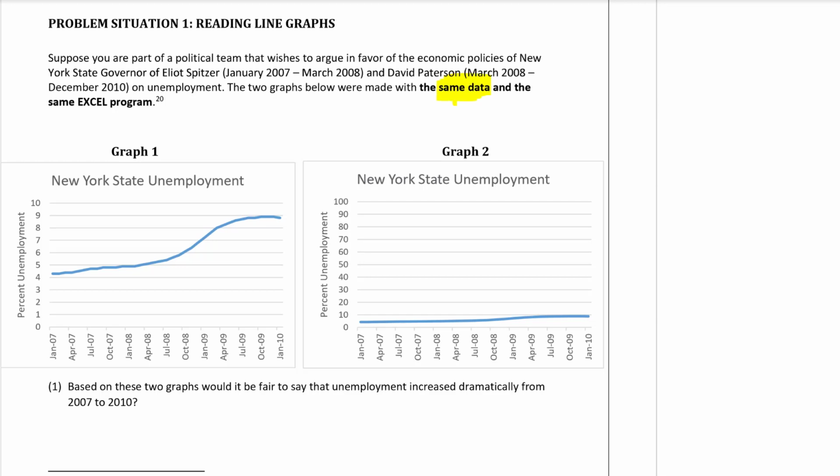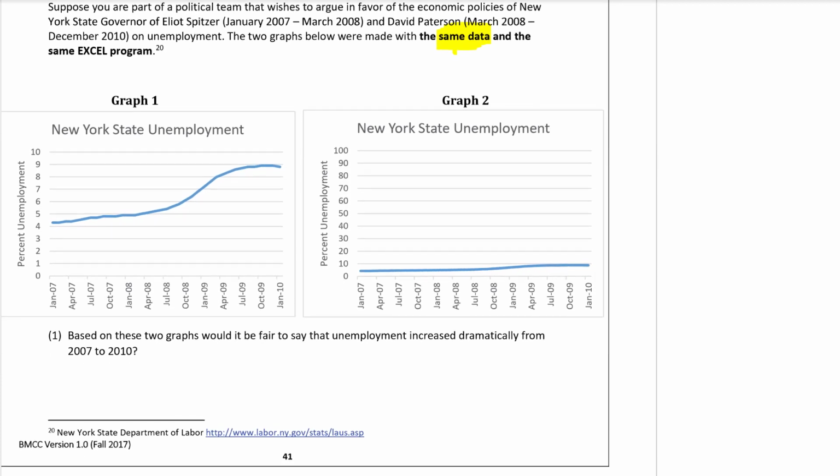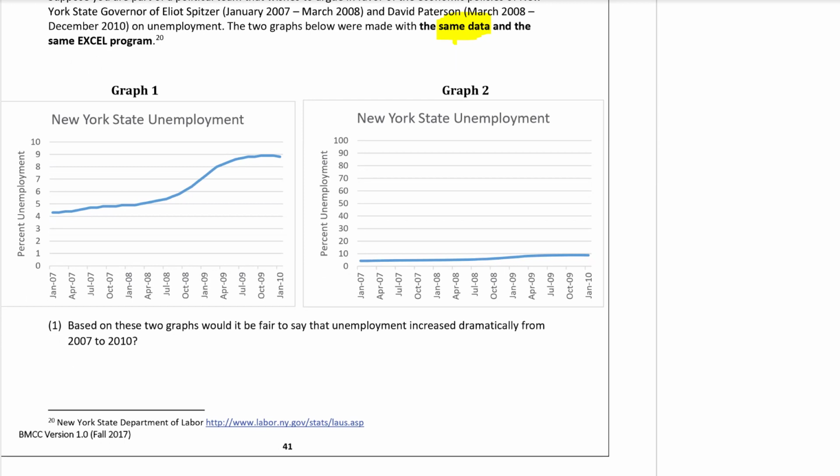Important to note that it's the same data and the same Excel program. Alrighty, so here you see the two graphs. So what do you notice about them? What does it depict? What does it show?